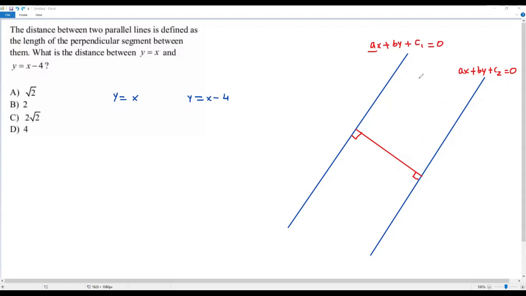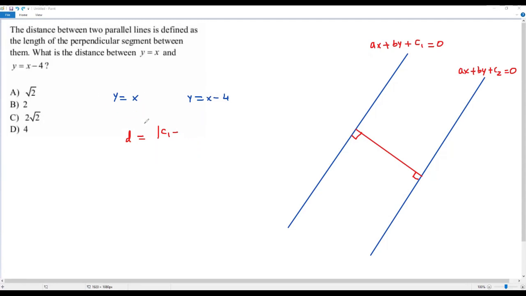When we have the equations of two parallel lines in general form, there is a formula to get the distance between the two parallel lines, that is, the length of the perpendicular line segment between them. So what is the formula? That is d equals the absolute value of c1 minus c2, that is, the positive difference of the constant terms in the two equations, divided by the square root of a squared plus b squared, where a is the coefficient of x and b is the coefficient of y. So this is the formula to get the distance between the two parallel lines. For that we need both equations in general form.